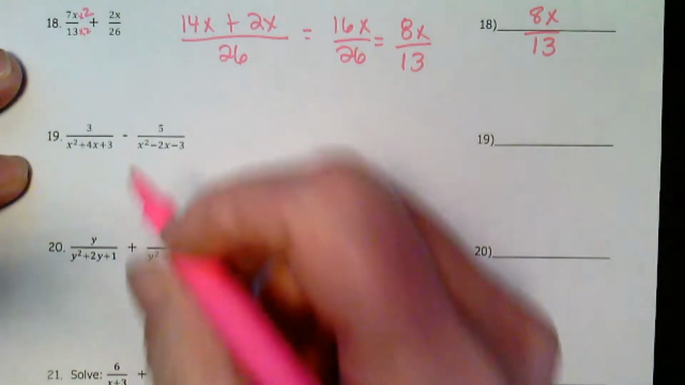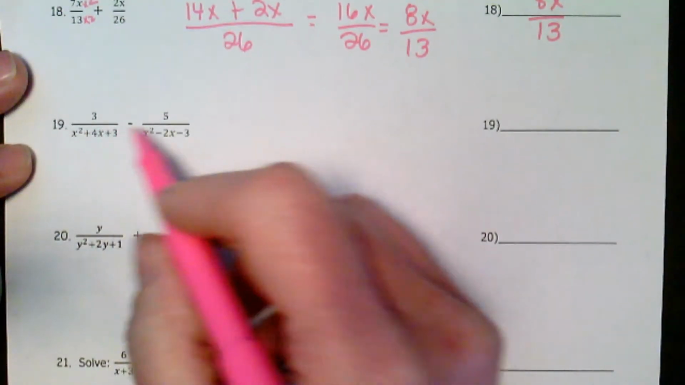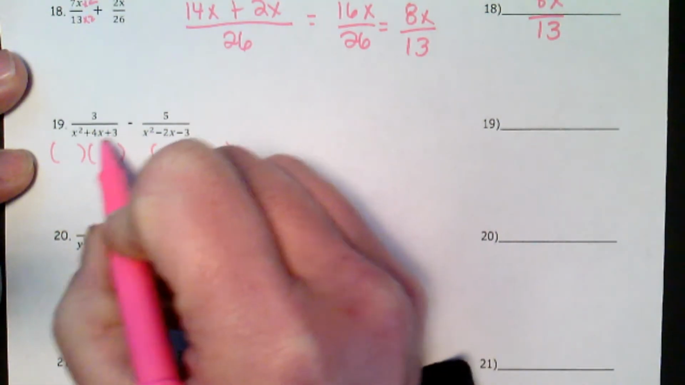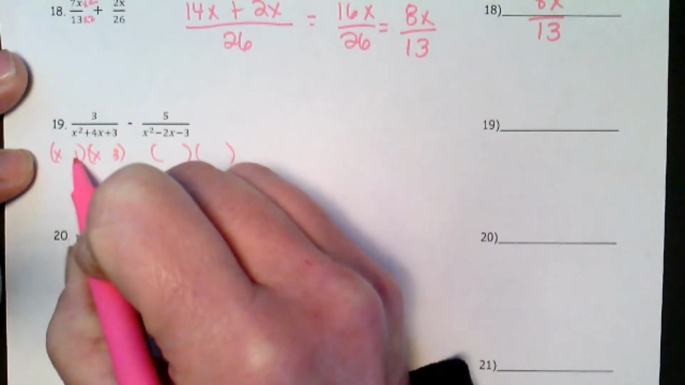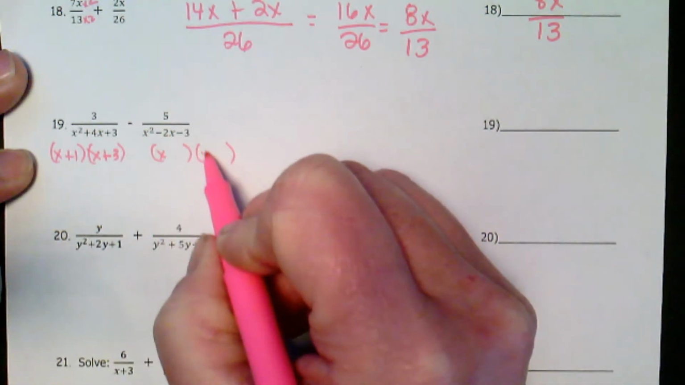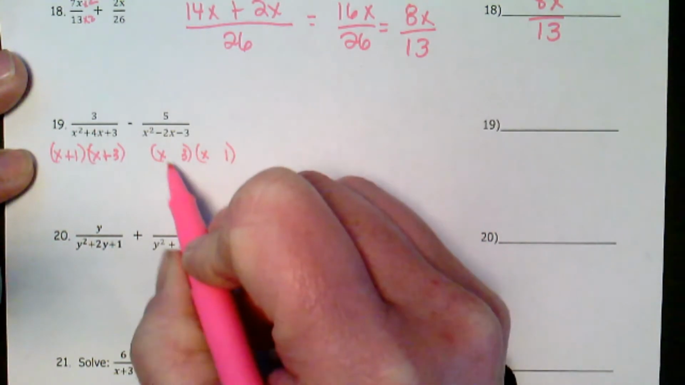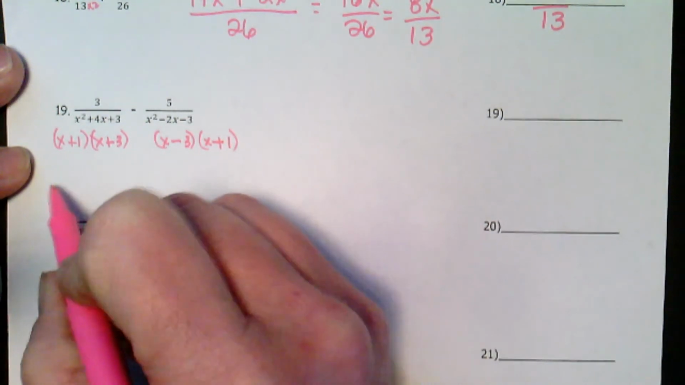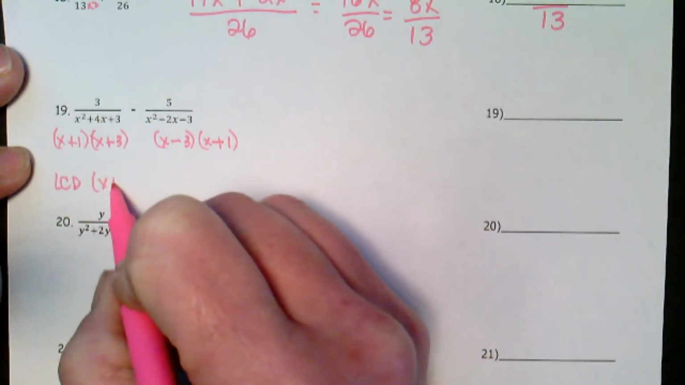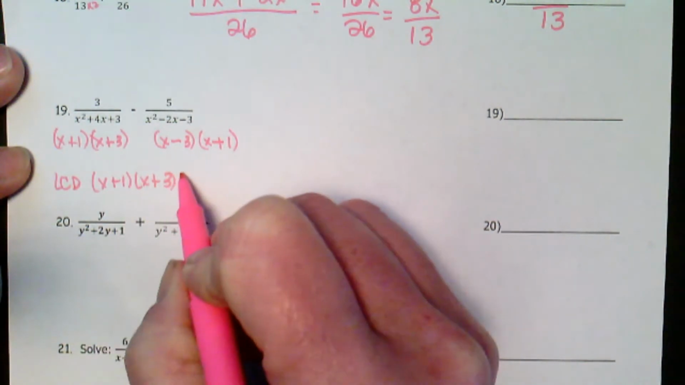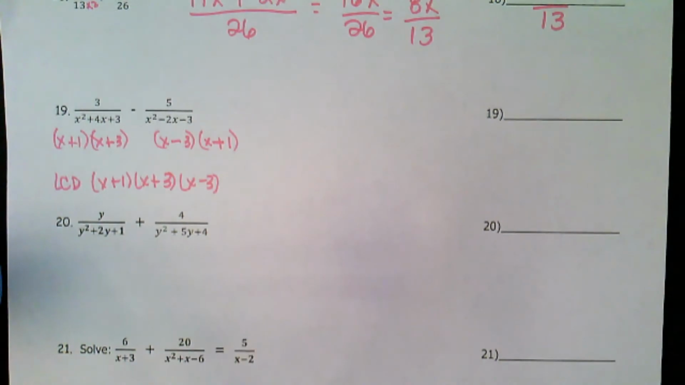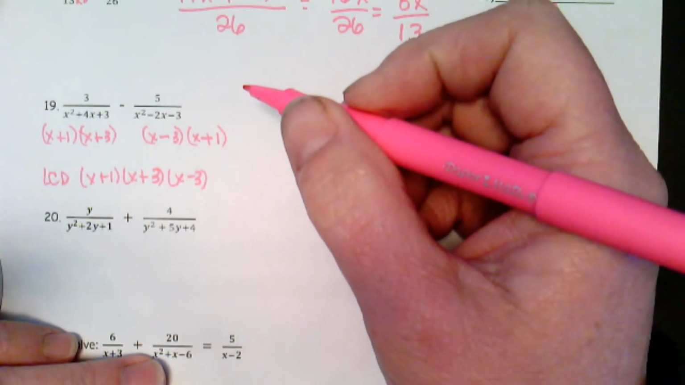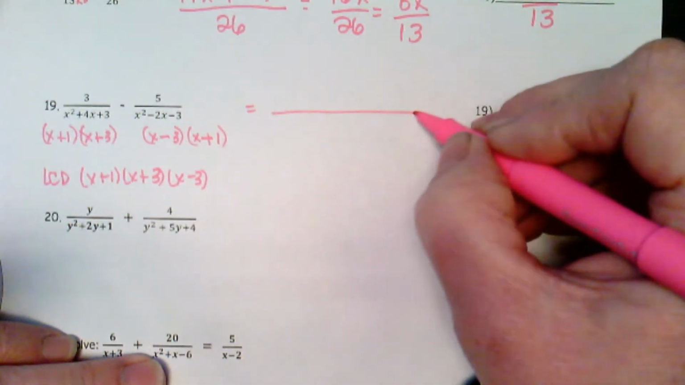Right, 19. We need a common denominator, so we're going to factor these out to see what they look like in their better forms. So we have x, x, 3, and 1. We have x, x, 3, and 1. And then this one will be negative, this will be positive. So our common denominator is x plus 1, x plus 3, and x minus 3. So everything you see needs to be there. Alright, so that's our new bottom.